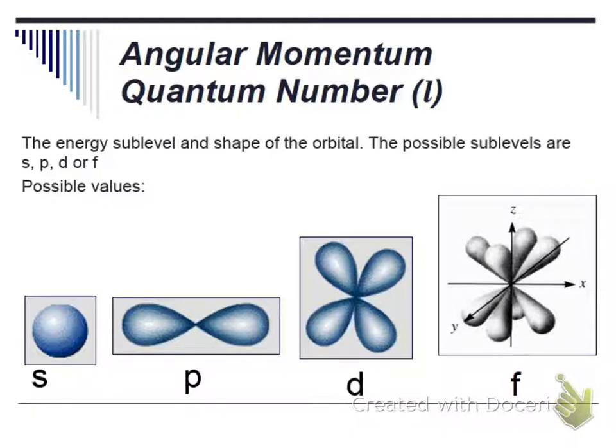We signify this as l. I'm going to write it as a cursive l because if I print it, you'll think it's a 1. Its values can be 0, 1, 2, 3, all the way up to n minus 1.